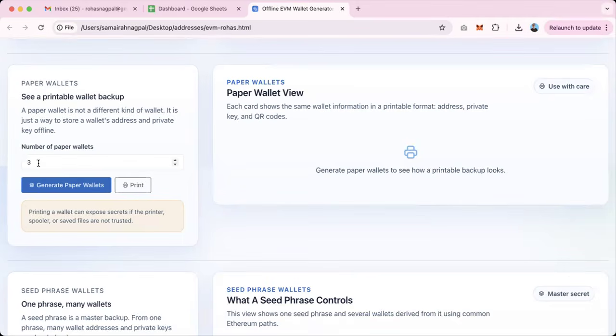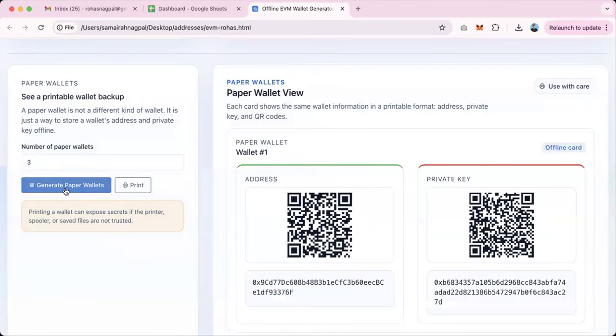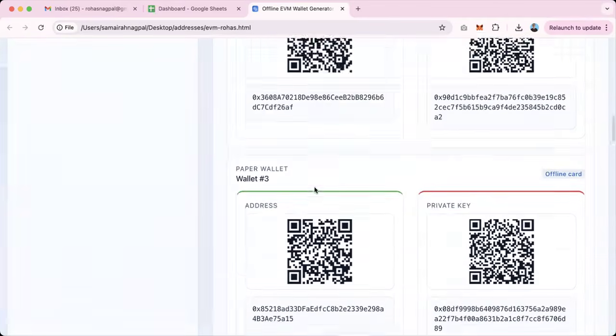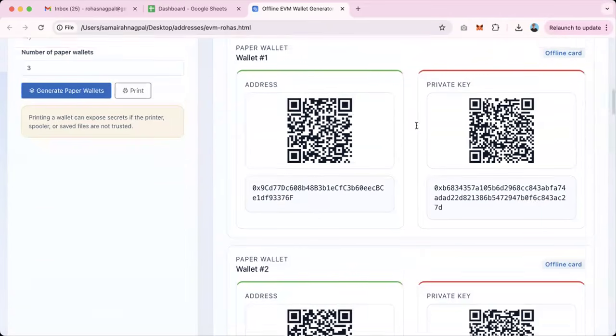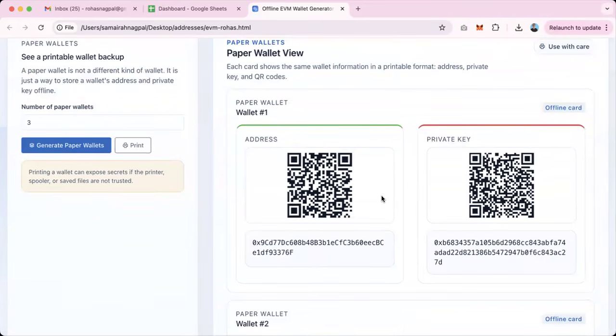Now let's take an example that I'm generating 3 keys. Now, the moment I do that, it is generating 3 addresses, and with each address, there is a corresponding private key. And now, if you want, you could just click, say, this print button, and you could take this printout on a piece of paper. And this is the simplest and the most secure way in the world to hold crypto.